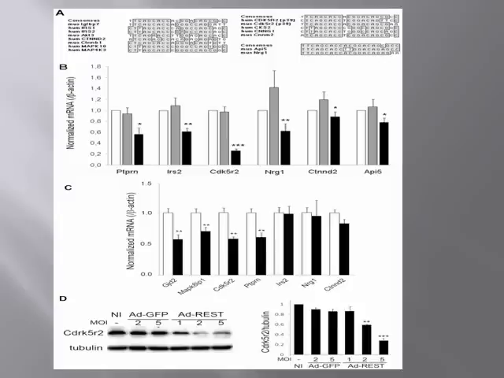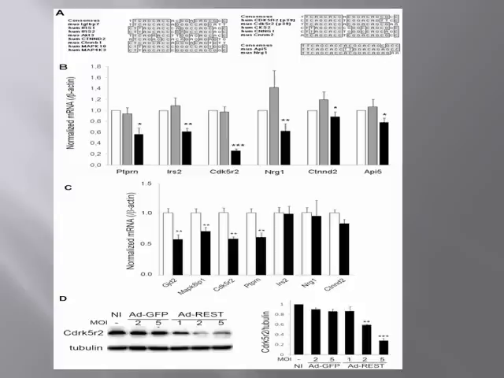Expression of several genes, including ones coding for IRS2, PTPRN, CDK5R2, NRG, delta-2 catenin, and apoptosis inhibitor 5, were reduced after expression of REST. In figure C, they verified whether these genes were downregulated by REST. Islets of RIP REST mice were analysed, and expression levels of several REST genes were reduced as a result of this.